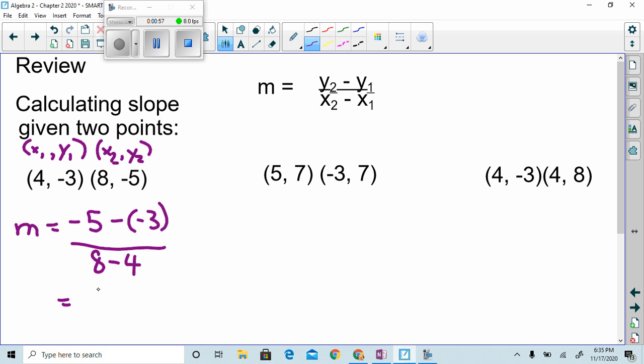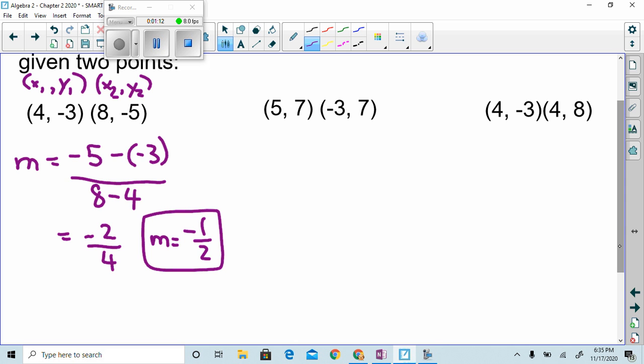Remember to add the opposite. It gives me negative 2 over 4. So m is equal to a negative 1/2. We always want to simplify. This is a negative slope. How do we know? Well, the sign is negative for one thing. All right, right here, and we know that it's going to go in this direction. It's going to fall from left to right.